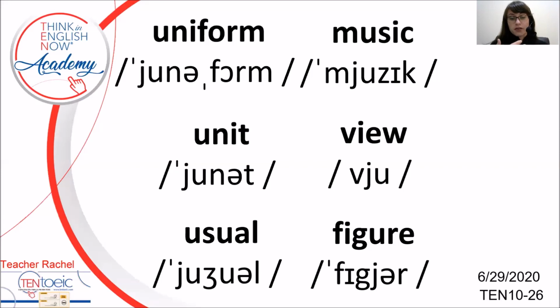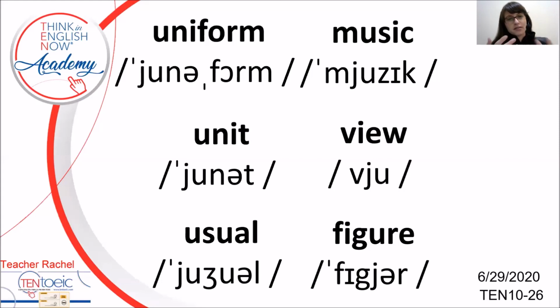View. This is something that we see with our eyes. And it can be a verb. I view the mountains. So it means you're looking at the mountains. Or you can use it as a noun. That is a beautiful view of the mountains. That is a beautiful view of the ocean. So it's everything that we're seeing with our eyes.